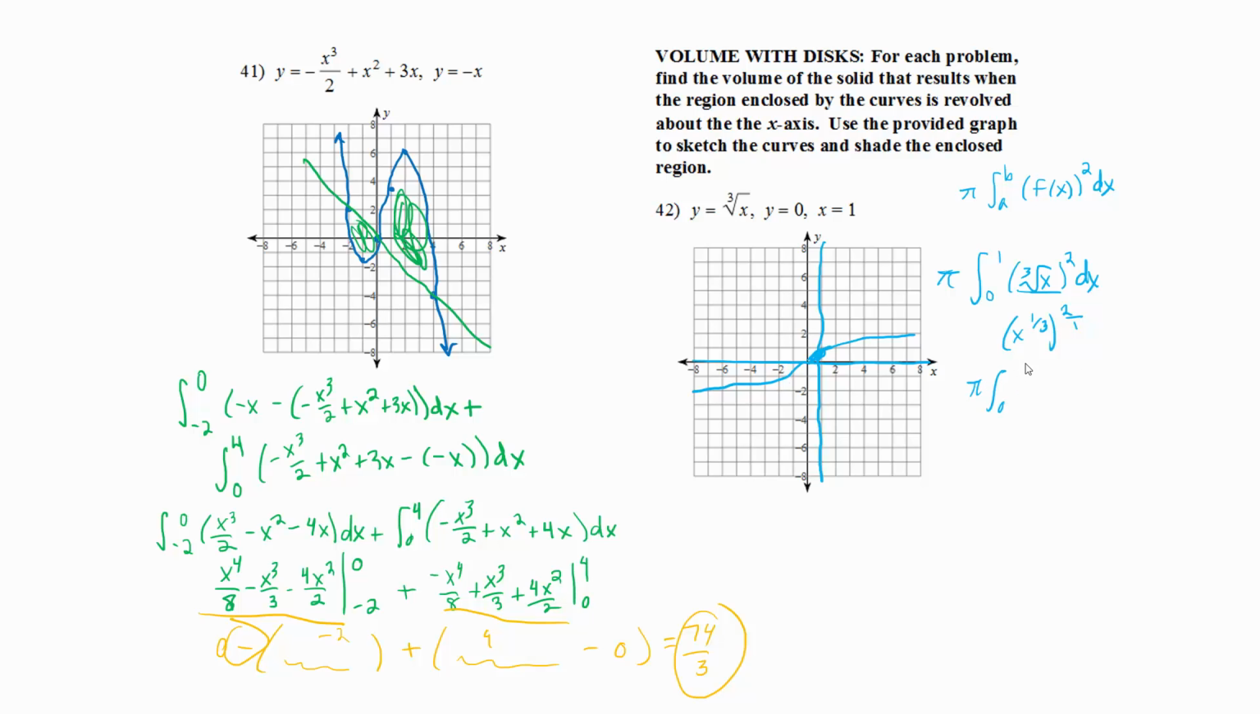So that's what we're going to integrate, is x to the 2/3 using the power rule. So we add a power and get 5/3. And we divide by that. And then plug in 1 and 0, which means that this is 3/5. Also, there's a pi that we need to keep track of. So this is 3/5 pi is our answer.